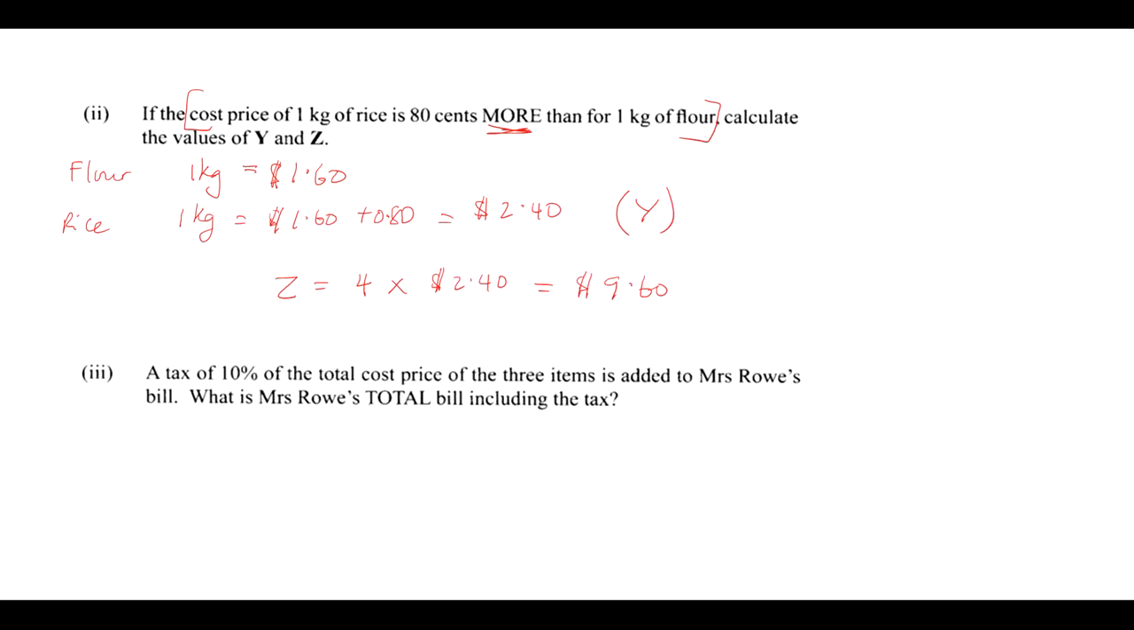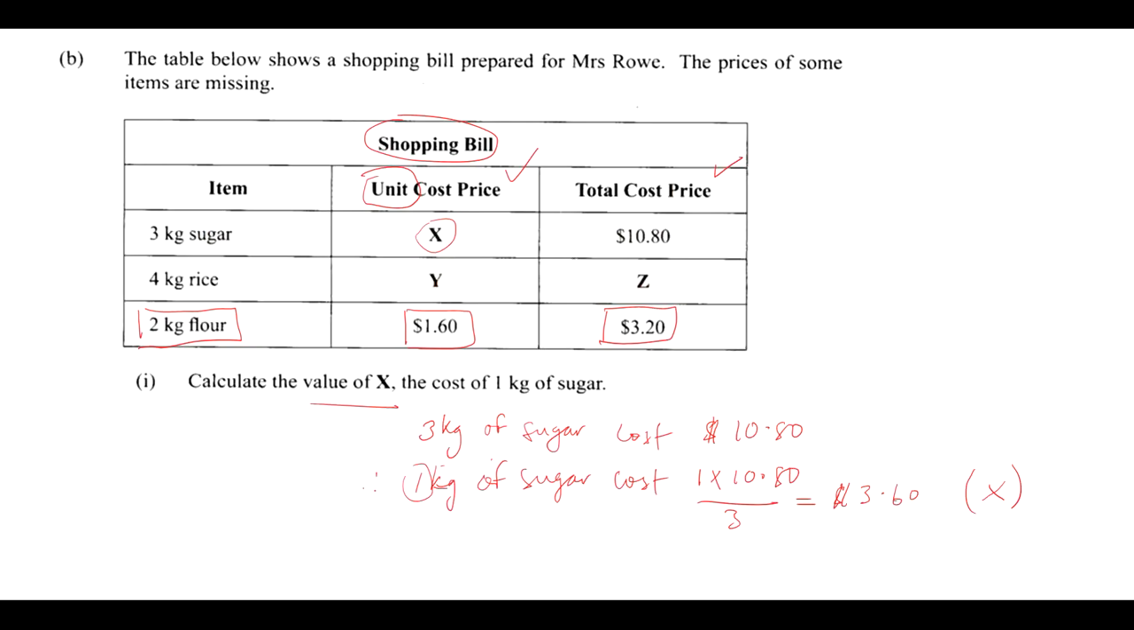Third part: a tax of 10% of the total cost price of the 3 items is added to Mrs. Rowe's bill. What is her total bill, including the tax? All right, so let's look and see. So z is 960, right? So z is 960. Right, so this column here represents how much she spent. So what we need to do is to find the total amount she spent, which is 1080 plus 960 plus $3.20. So her total bill will be 10.8 plus 9.6 plus 3.2, and that gives me $23.60.